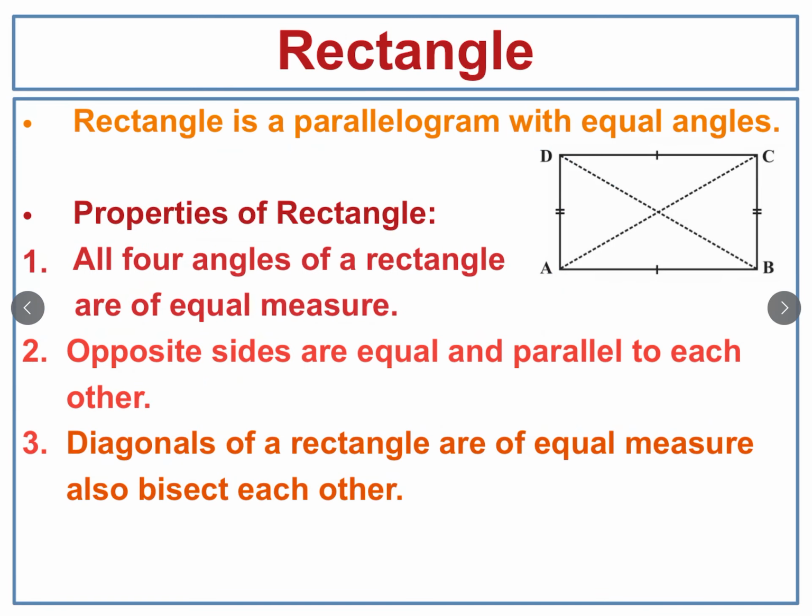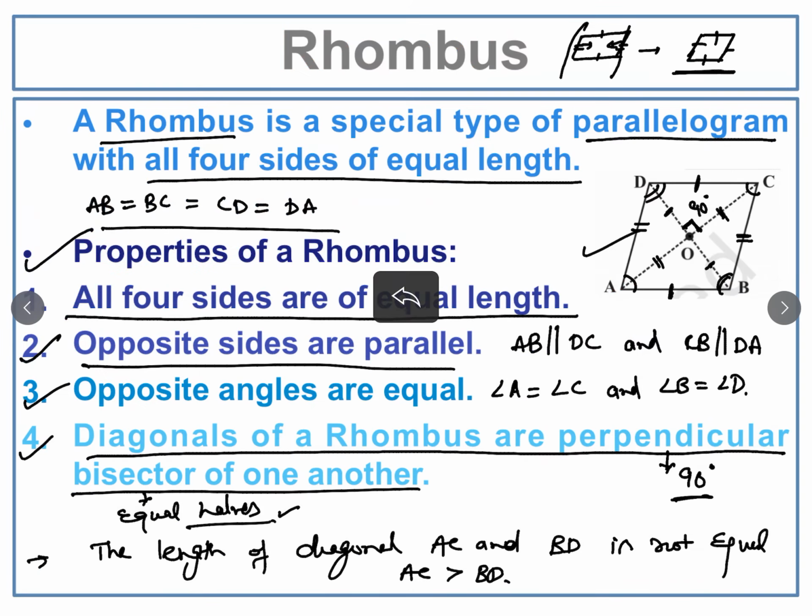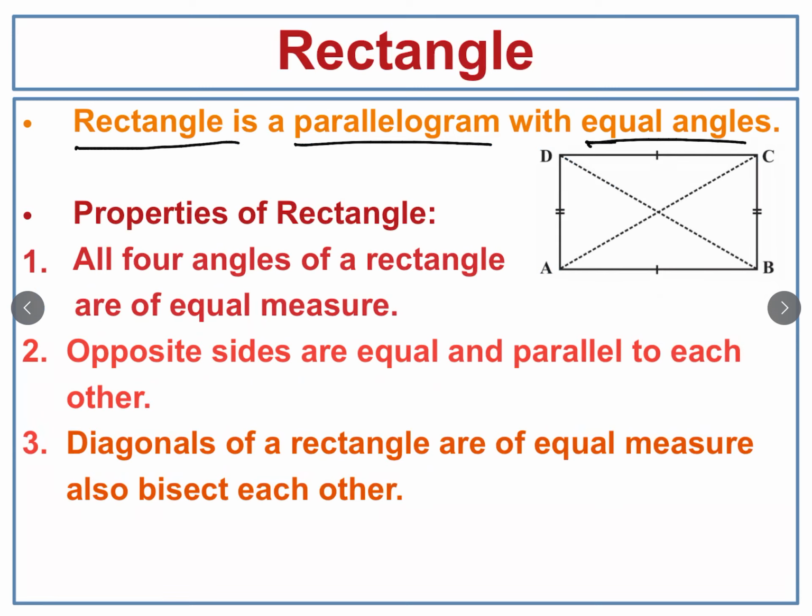Now moving ahead to the next special parallelogram, which is a rectangle. A rectangle is, like I said, a special type of parallelogram with equal angles. In a rhombus we have equal sides, while in a rectangle we have equal angles.